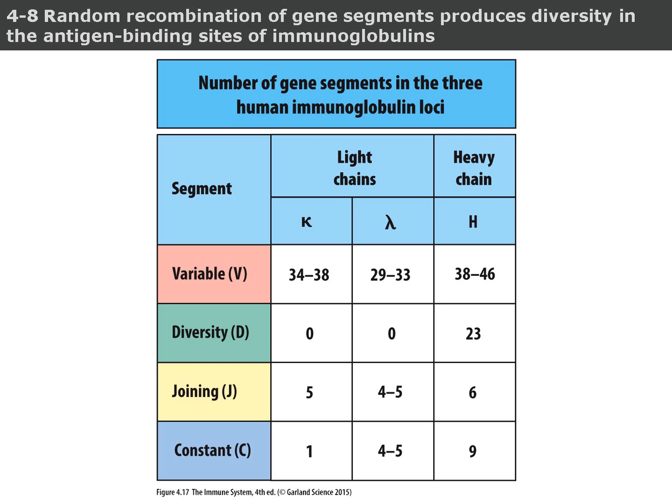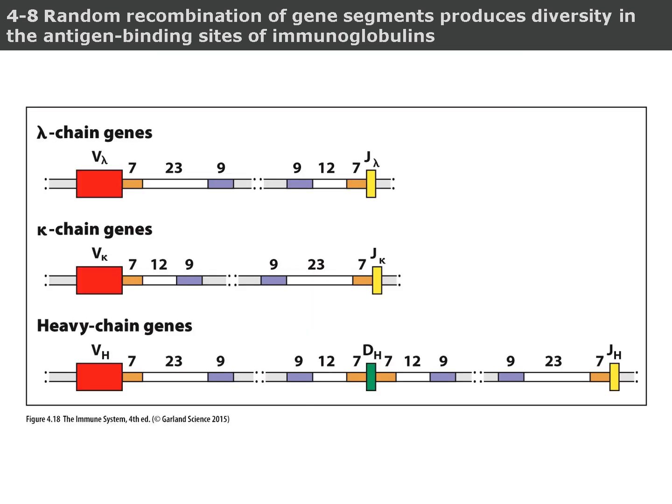This organization of variable, diversity, joining, and constant gene segments enables the immune system to generate a vast repertoire of antibodies, each with a unique antigen-binding site capable of recognizing diverse pathogens. This figure shows how recombination signal sequences flank the joining segments in lambda light chain, kappa light chain, and heavy chain immunoglobulin genes. These signal sequences guide the somatic recombination process, where variable, diversity, and joining segments are brought together to form functional antigen-binding regions.